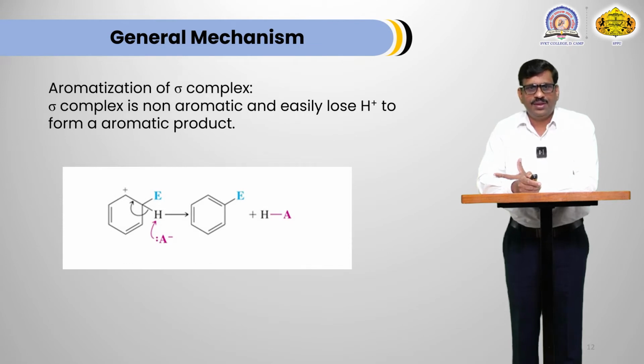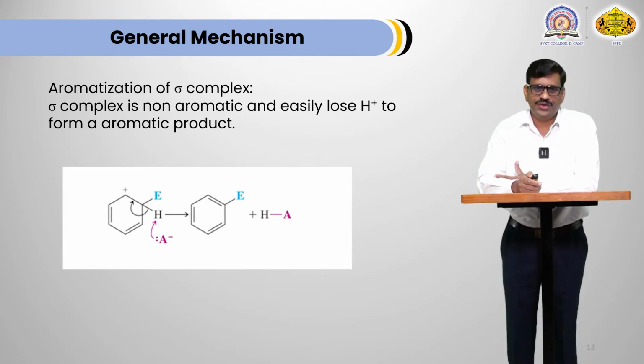Next step is aromatization of sigma complex, or formation of the aromatic product. This intermediate, the carbocation, is a non-aromatic compound, and that's why it loses a hydrogen atom. The conjugate base which is present in the reaction medium abstracts the hydrogen atom, and there is formation of the product which is aromatic in nature. These are three important steps in electrophilic substitution reaction.